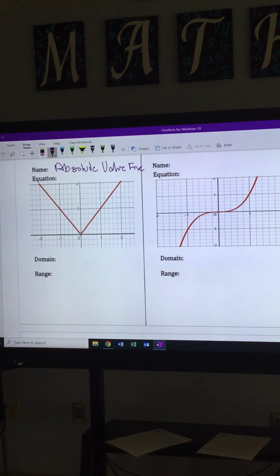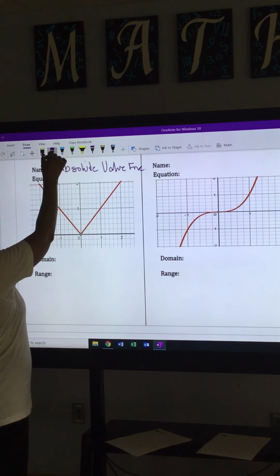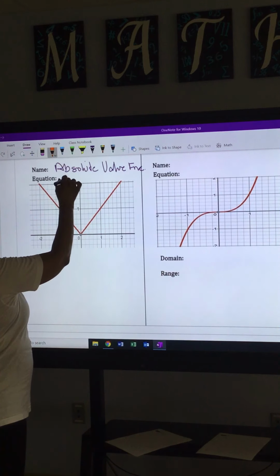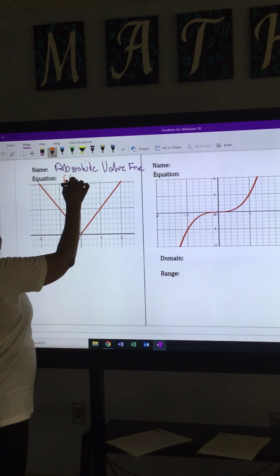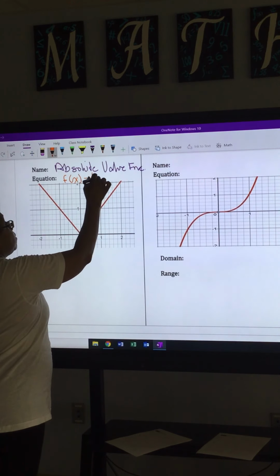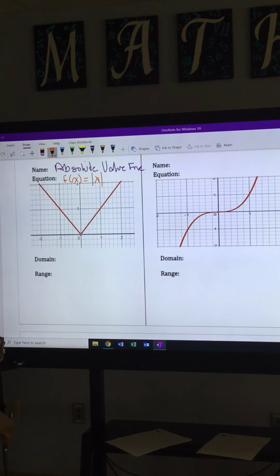Absolute value function. That's V-A-L-U-E. Please forgive again my writing. Absolute value function, the equation looks like this: f of x equals the absolute value of x. Okay? Now notice this is V-shaped, okay?